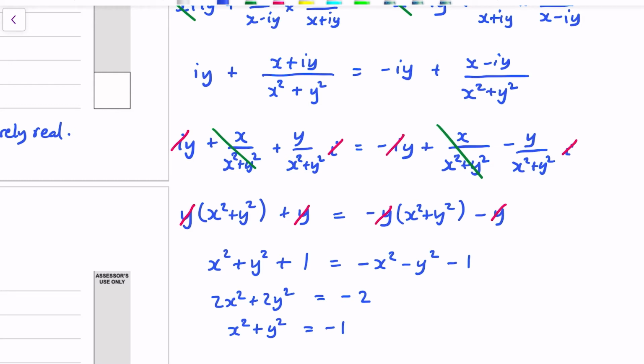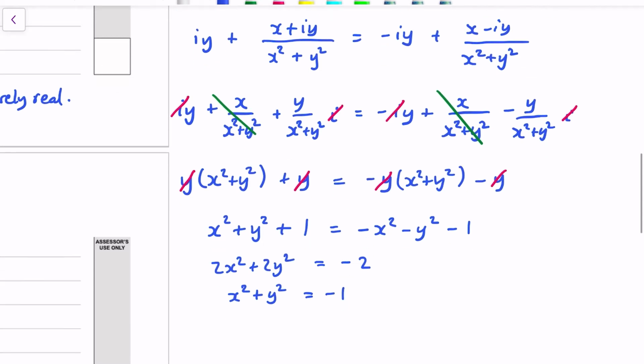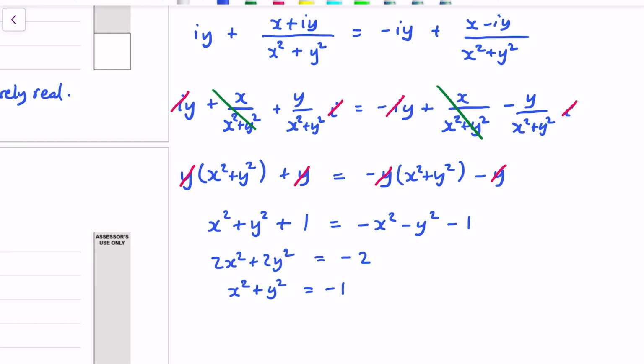Now remember that x and y were real, so this seems like a contradiction. How can you take a real number and square it and an imaginary number and square it and get an answer that's negative? So it'd be easy to say here there are no solutions.